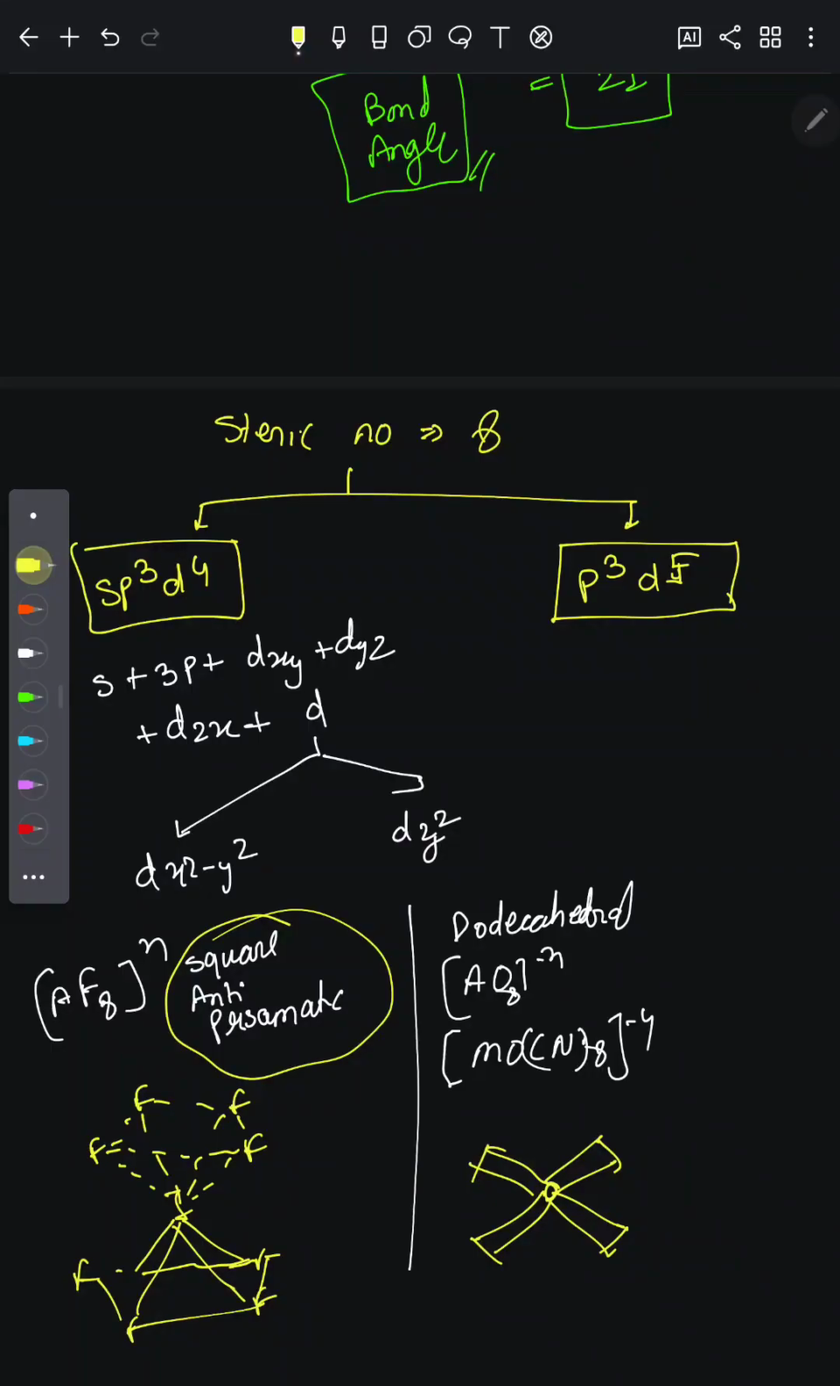Now let's discuss the exclusion of the s orbital in this case. When do we not count this s orbital? The example of this type of compound will be XeF8 2 minus. This is the example of this type of molecule. Why? Because the one lone pair we do not count here. Fluorine is small, but the number of F is more. So geometrically the shape is equal to a square anti-prismatic.